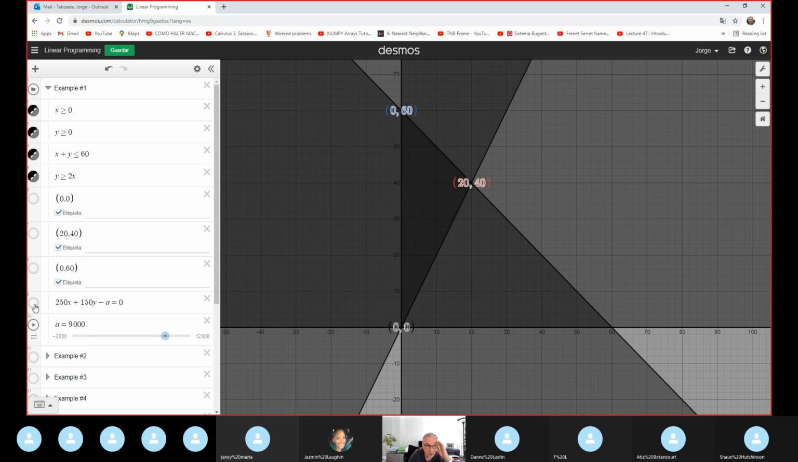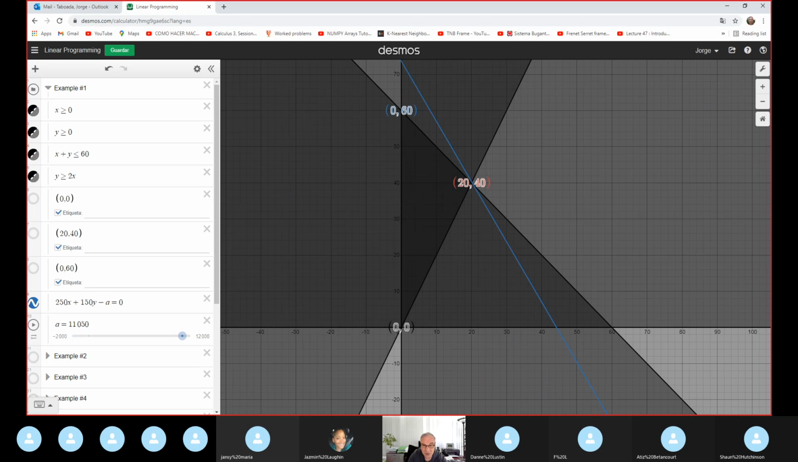I put in the objective function. The objective function is a line, and the line can take any value. Okay, and so you evaluate. Look, I create a slider here. But it's easy. I copy the values: 0,60, x,y, 20,40, and 0,0. So manually, you can see here that the maximum occurs at 20,40, which by the way is 12,000 or 11,000, I don't know. Let me see.